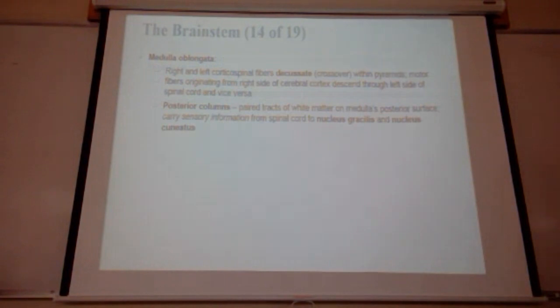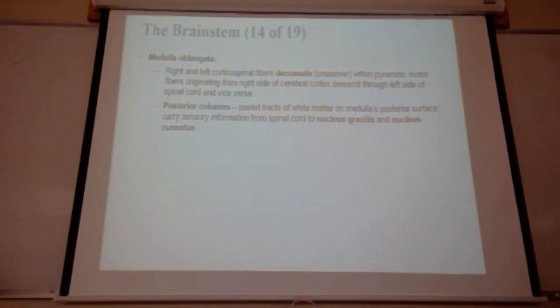The right and left corticospinal fibers decussate, or cross over, within the pyramids. The motor fibers originating from the right side of the cerebral cortex descend through the left side of the spinal cord, and vice versa. The posterior columns are paired tracts of white matter on the medulla's posterior surface.